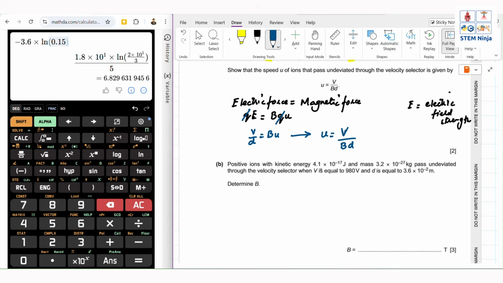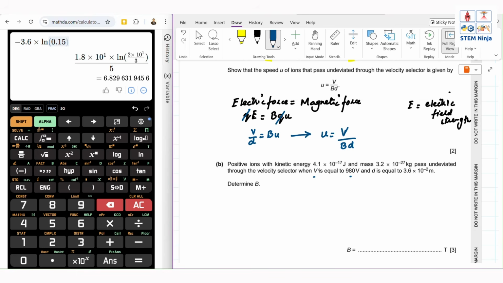Positive ions with kinetic energy 4.1 times 10 raised to the power minus 17 joules and a mass of this pass undeviated through the velocity selector when V is equal to 980 volts and D is equal to this. Determine B. Okay, all right. So we need to determine B now.